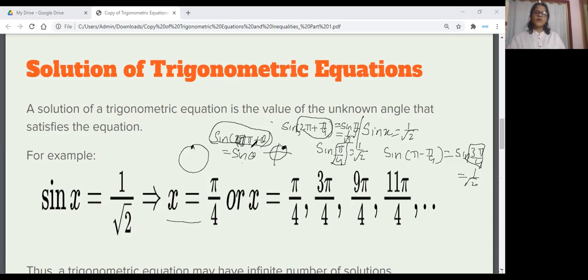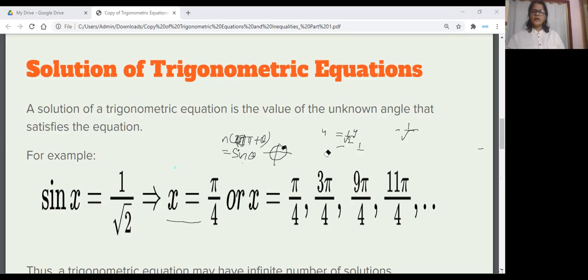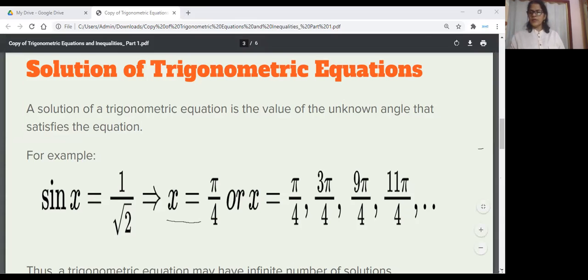So what you can conclude here is, whenever you get any trigonometric function equation, you may have more than one solution. A trigonometric equation can have infinitely many solutions. When it has infinitely many solutions, we can classify them accordingly.